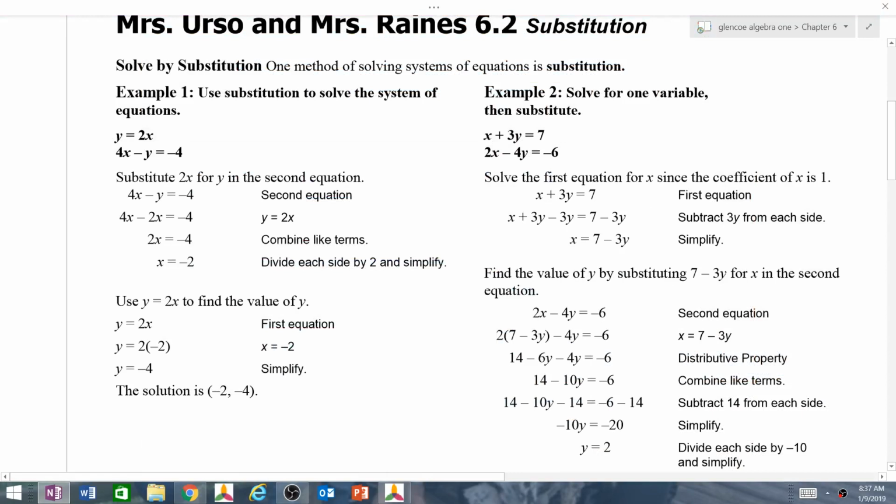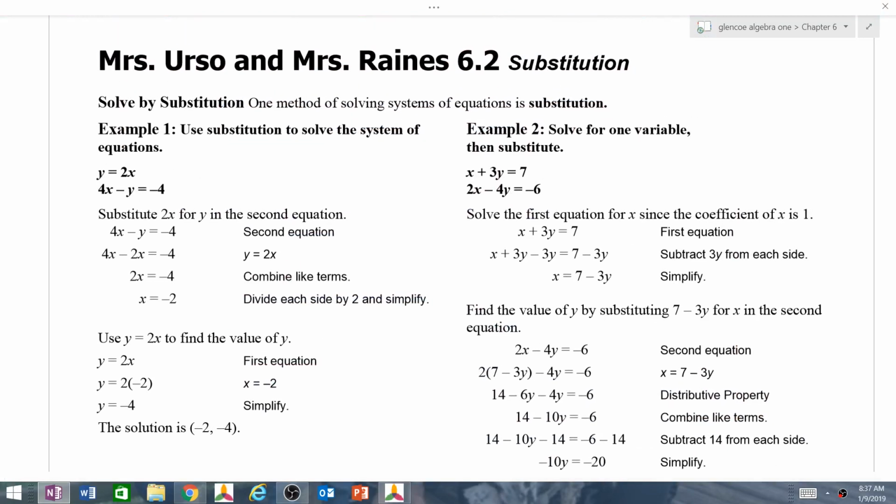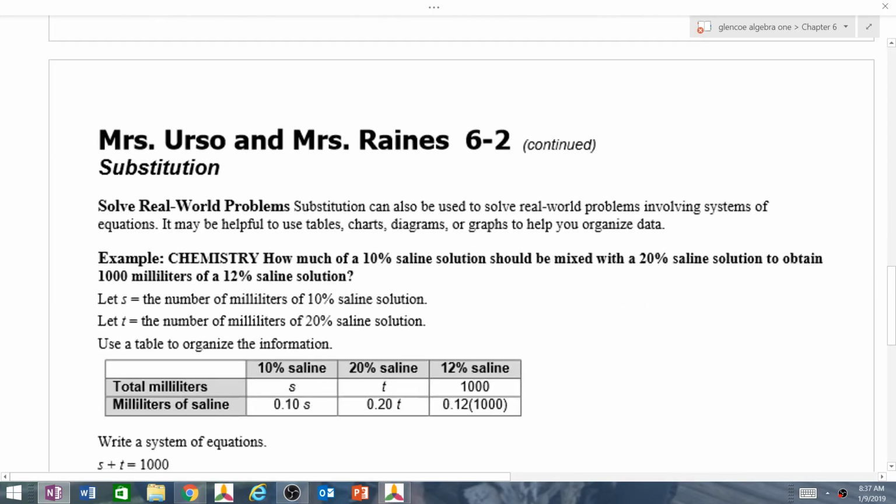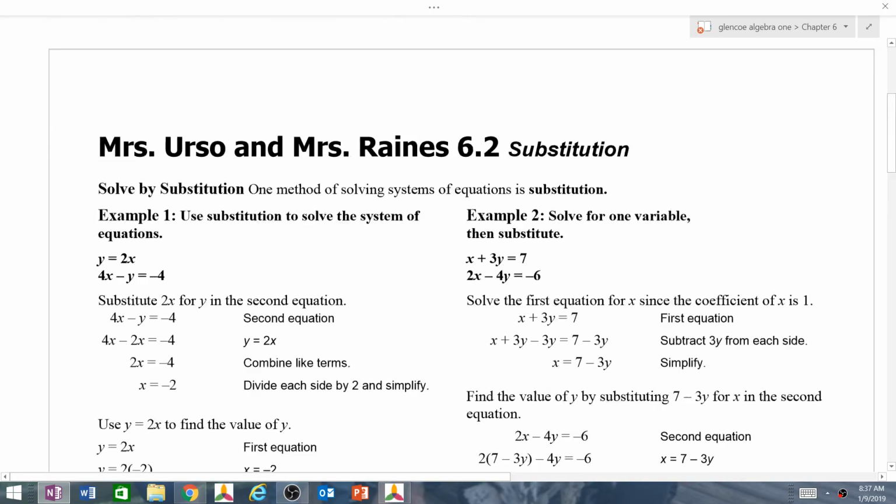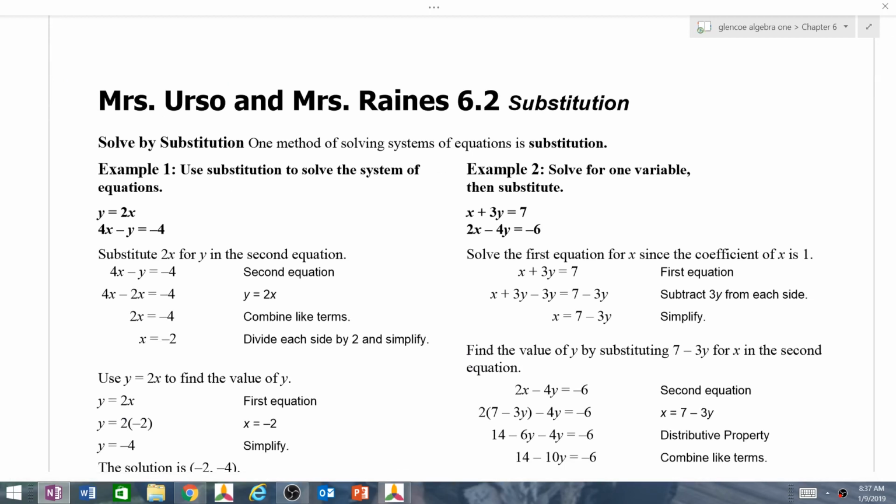Okay, good morning and welcome to lesson 6.2, substitution. This may not become one of your most favorite ways to solve systems of equations, but at times it is extremely helpful. If you turn to the page in your notes where it says extra examples, you'll see the only time that you should use substitution is when one of the equations has already been solved for you.